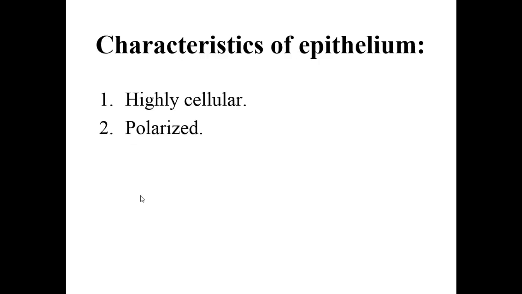Number two, cells in the epithelial tissue are polarized. What does it mean, polarized? Polarized means that, as we have seen in the epithelial tissue I showed you, the cells have a base, they have an apex, they have lateral surfaces. All the cells are directed towards one direction. So usually, if they are lining the intestine, the apical surface of the cells will be in the direction of the lumen.